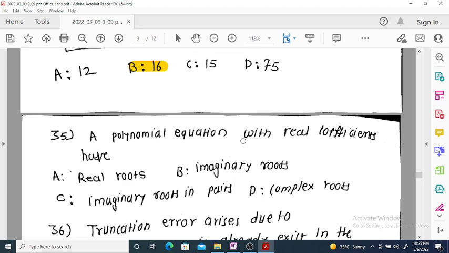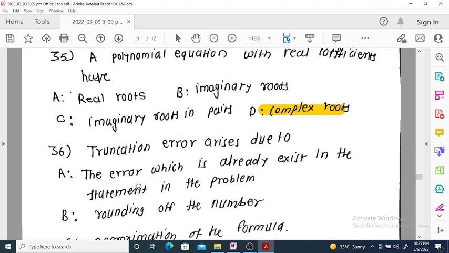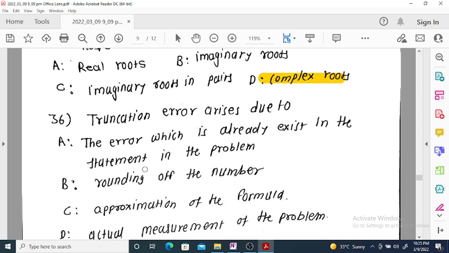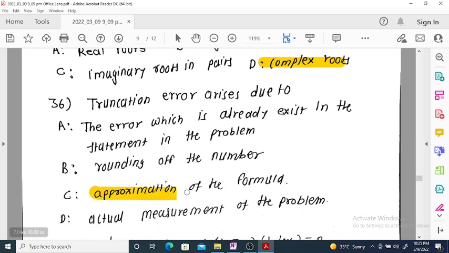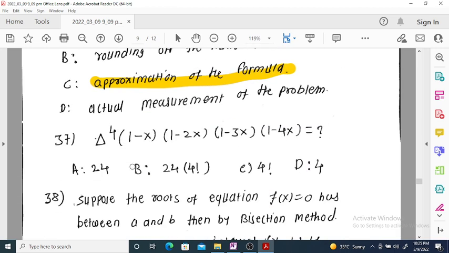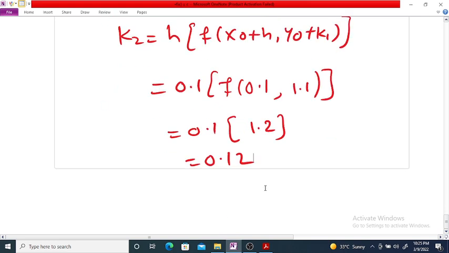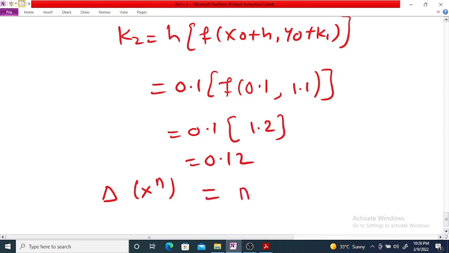A polynomial equation with real coefficients can have a real root, or maybe an imaginary root, so complex roots. Okay, truncation error. This error arises due to approximation of the formula. Delta raised to n of x raised to n is equal to n factorial.